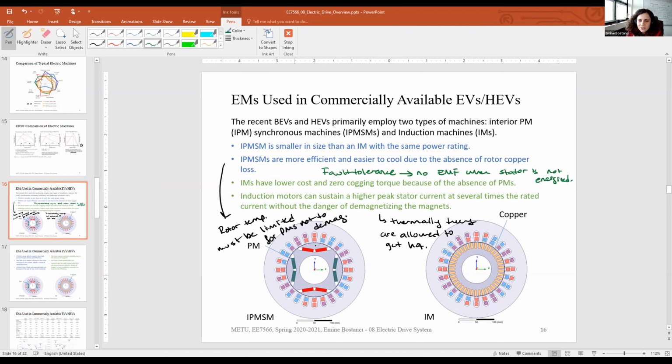But in the PM case, even if you don't supply any current to the stator, you will have a rotating rotor field, and due to this field, you will have some induced voltages at the stator terminals. This can get dangerous in some cases because the inverter is going to always see some voltage. In the induction machine, you can just shut down the electric machine and there won't be any induced voltage in the system. So therefore, induction machines are also better here.